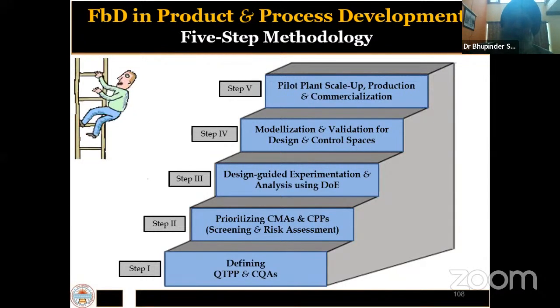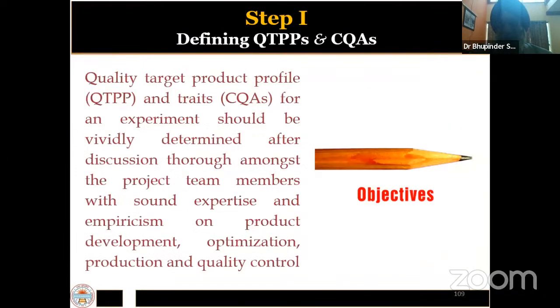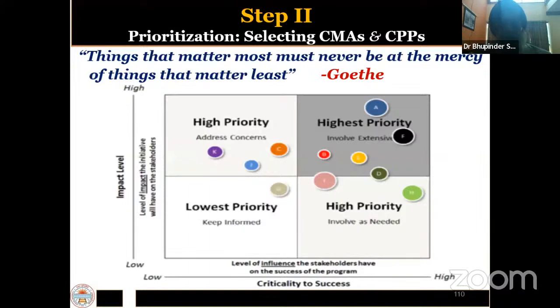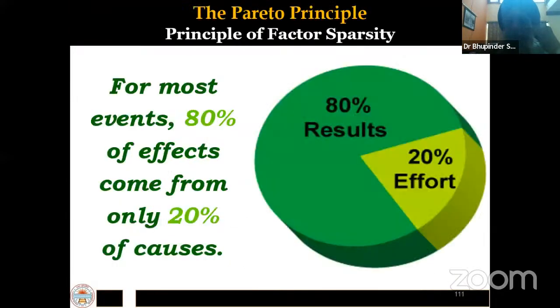And the final step is carried out essentially in the scale up region in the industry, where pilot plant scale up and production and commercialization would be carried out. And the first step, I've already shared, QTPP and CQAs will be demarcated. The second step, CMAs and CPPs will be chosen amongst the highest priority variables.